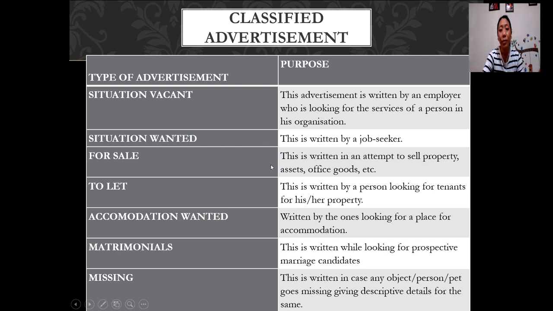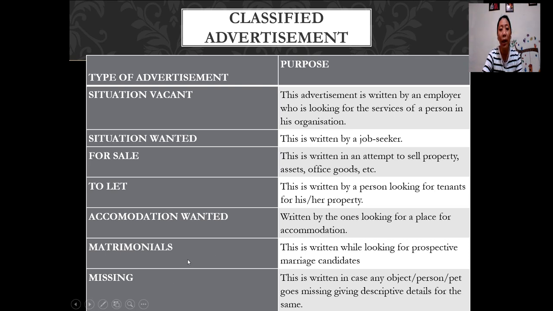To let. This is written by a person looking for tenants for his or her property. Suppose I have a house and I'm no longer using the house, so I can draft an advertisement in the newspaper or in magazines under the caption to let, because I am asking for tenants to occupy, or to rent, or to use my house at some price.